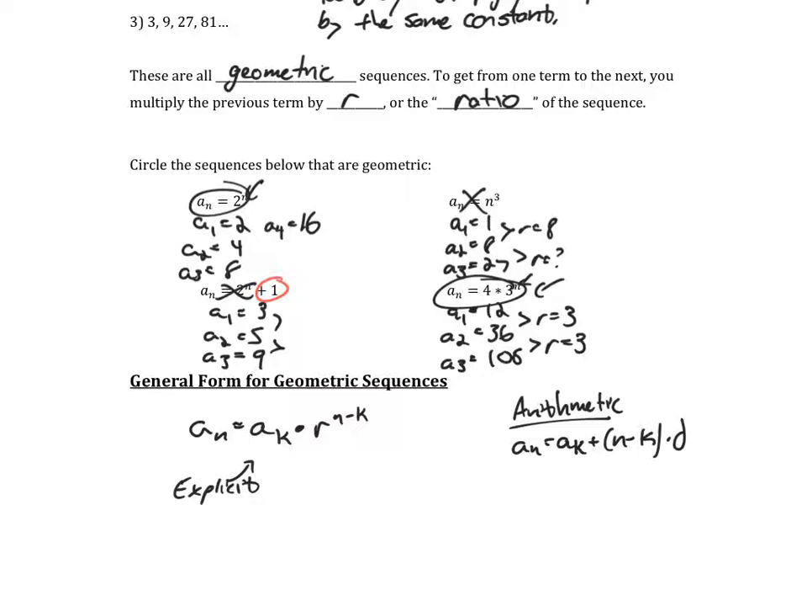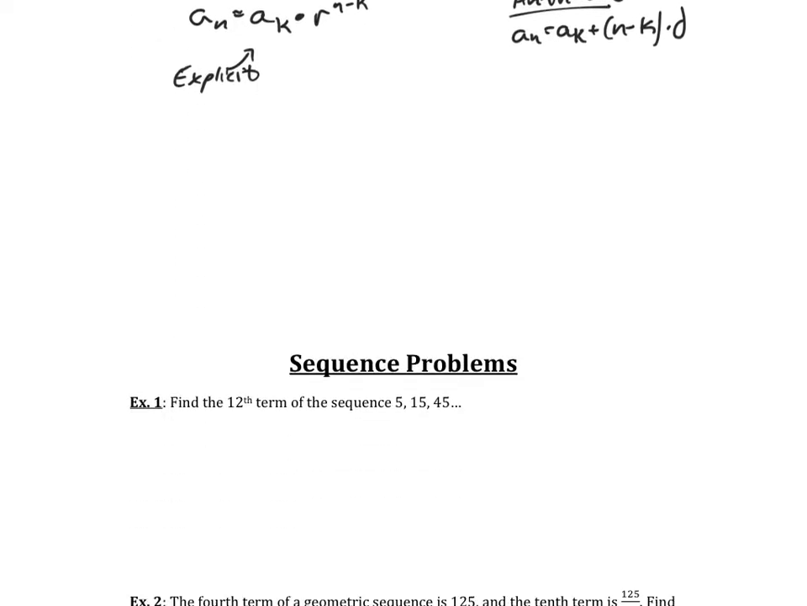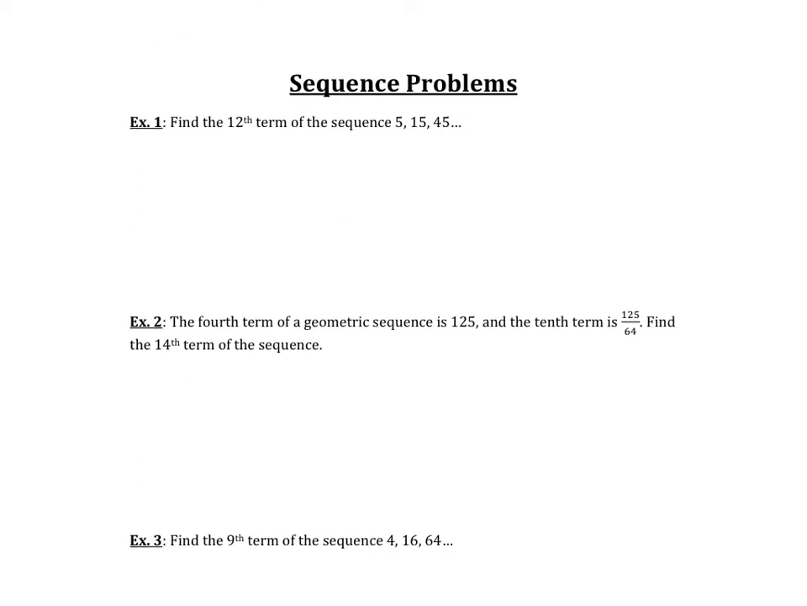All right, so this is going to kind of follow a similar pattern to arithmetic. So we're going to be able to fly through some of these problems fairly quickly. So example 1, find the 12th term of the sequence 5, 15, 45, etc. So much like we did before, we are going to have to find the r value first. We had to find the d value when we did arithmetic.